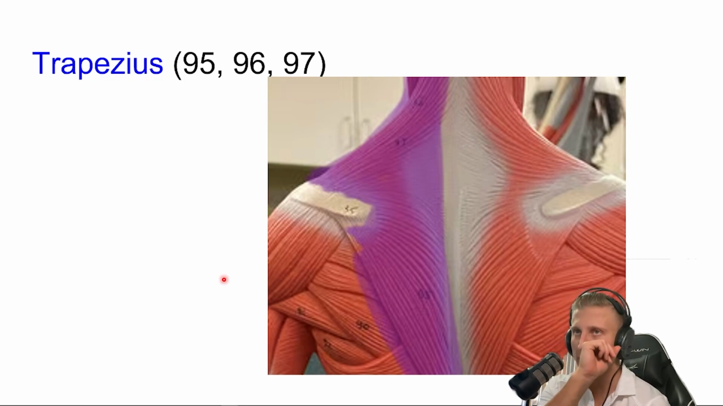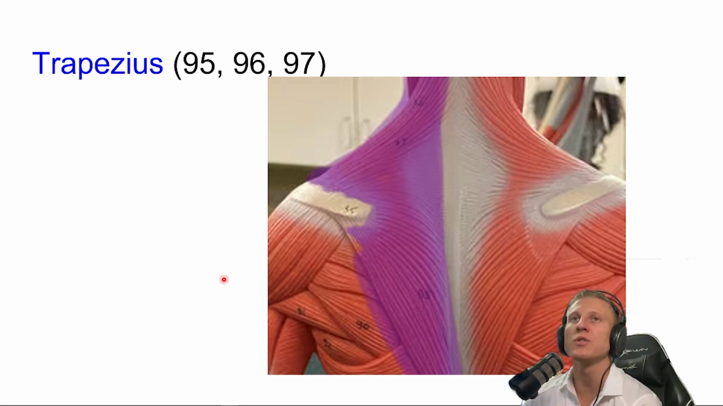Switching on to the posterior surface of the torso, we have the trapezius muscle, named for its shape. This is a primary driver of pulling motions, of back posture.